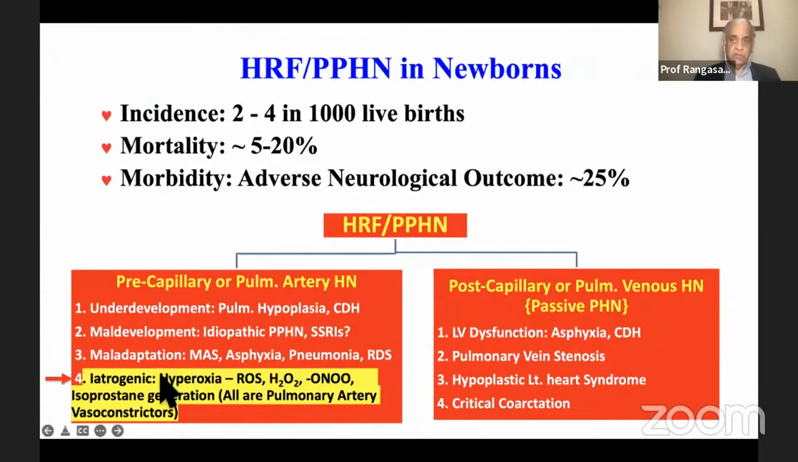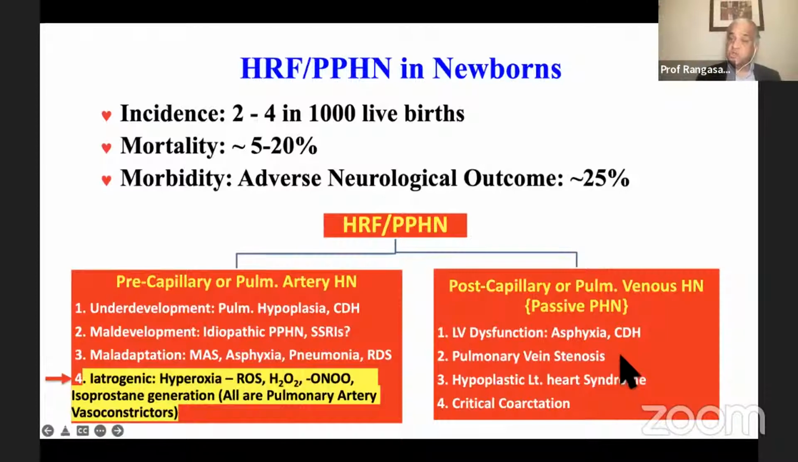The fourth thing, which is very important, Dr. Satyan covered a lot about avoiding hyperoxia. If you cause hyperoxia iatrogenically, which is most of the time when we give supplemental oxygen, it does produce reactive oxygen species, hydrogen peroxide, peroxynitrite, and isoprostane generation from arachidonic acid. All are very potent pulmonary artery vasoconstrictors. So if you give too much oxygen, you're going to cause pre-capillary pulmonary hypertension. You can use pulmonary vasodilator to treat this condition.